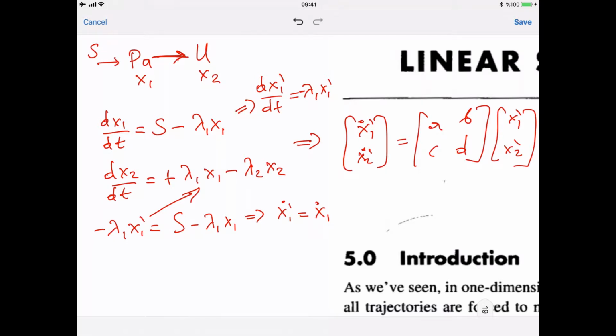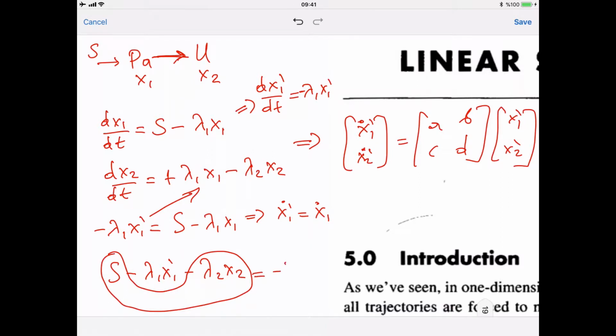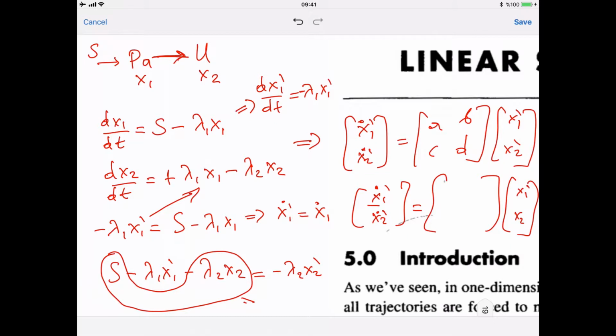So what you do is, let's plug it in here and see what happens. You will get s minus lambda 1 x1 prime minus lambda 2 x2, right? So you can see the pattern here. You again have this one, and you can define this as minus lambda 2 x2 prime, right? If you do that, then this one becomes lambda 2 x2 prime. So basically, you have this equation, x1 prime, x2 prime equals to. Are you familiar with this matrix notation? Are you comfortable with it?